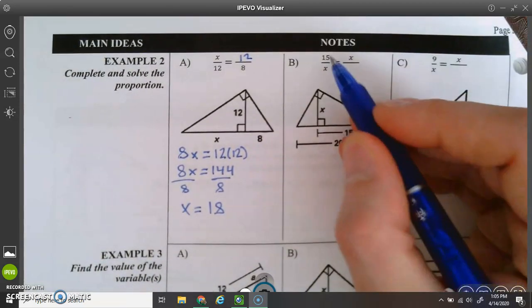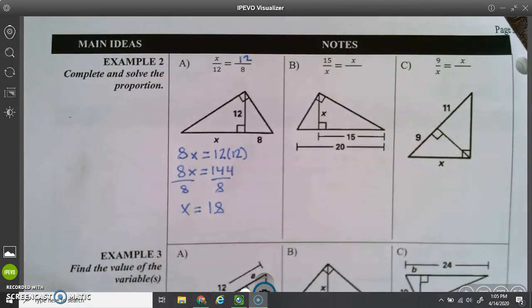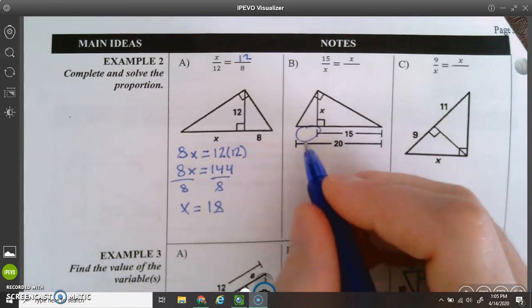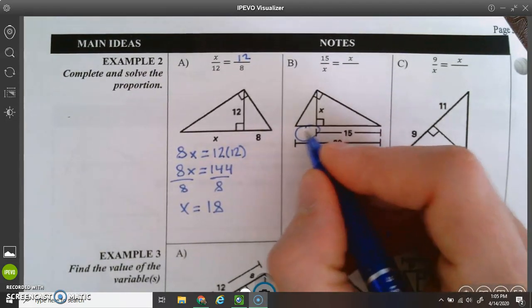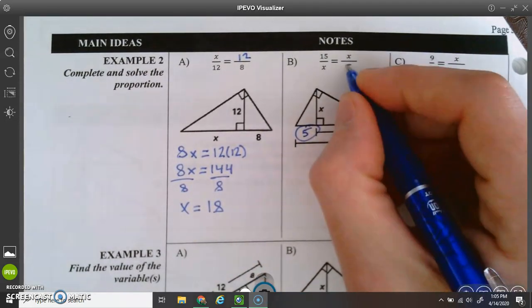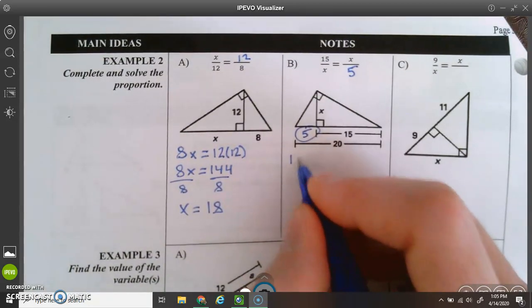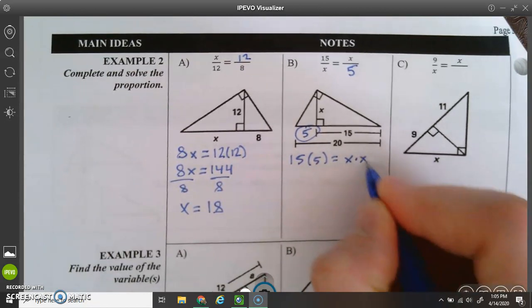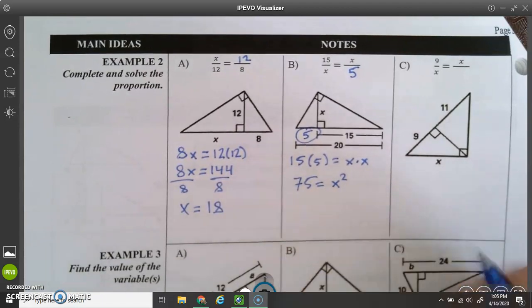B, this one, 15 over x is equal to x over blank. Now, to get this one, we actually need to know this missing value here, that length. We know the length of the whole, it's 20. We know the length of this part is 15, so 20 minus 15 will give us 5. And that is what our missing value goes in there. To find out what the x value is, we cross multiply. So 15 times 5 equals x times x.